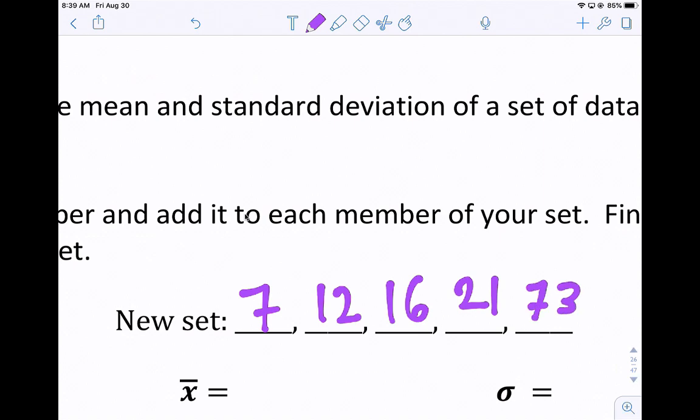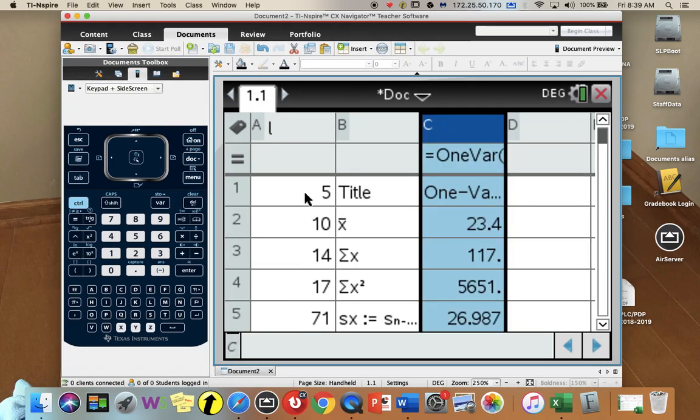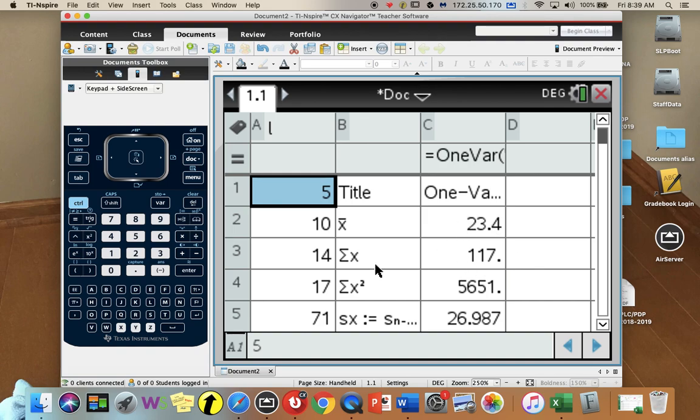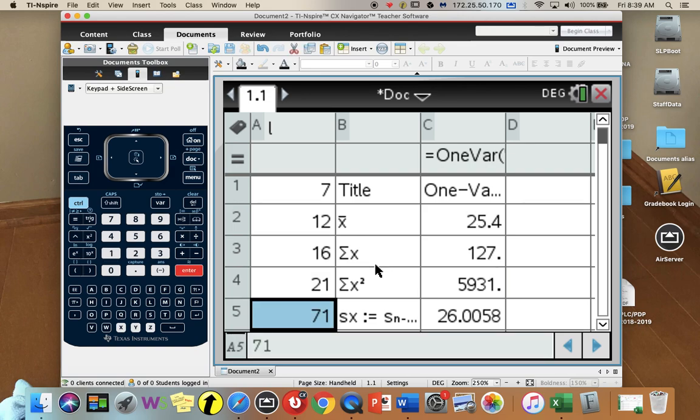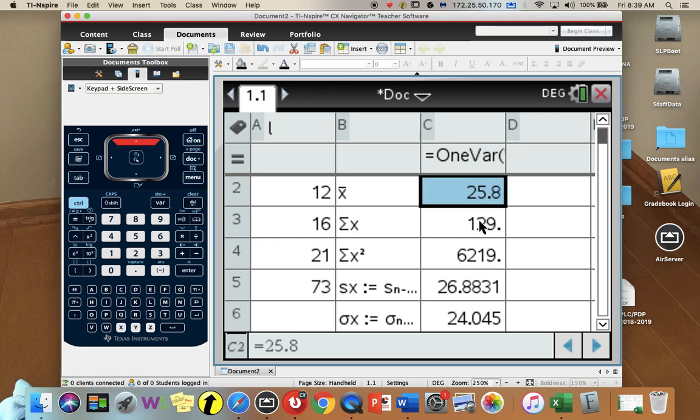All right, so whatever your numbers are, pick another number and add that same number to your set. And now find the new average and standard deviation. Okay, so let's go to the calculator. You can actually just type it in right over your numbers, and I think this adjusts. So 7, 12, 16, 21, 73. All right, so now let's write down our new average, and I would expect my average to go up. It does.